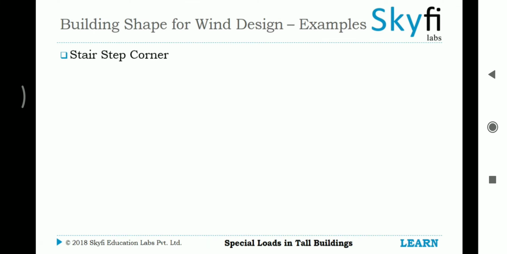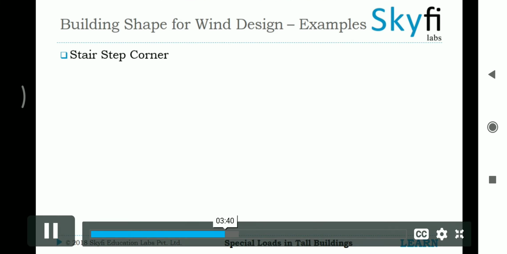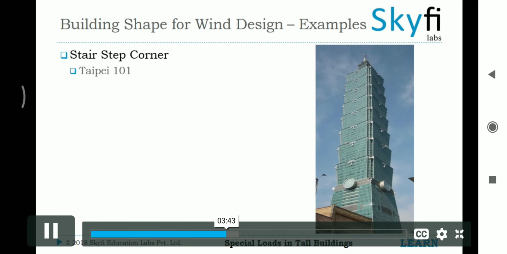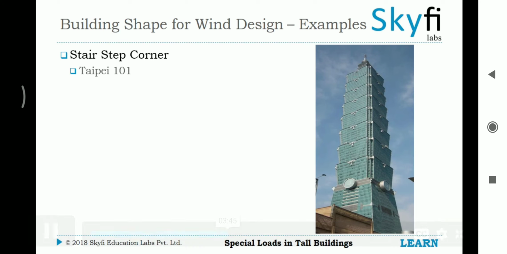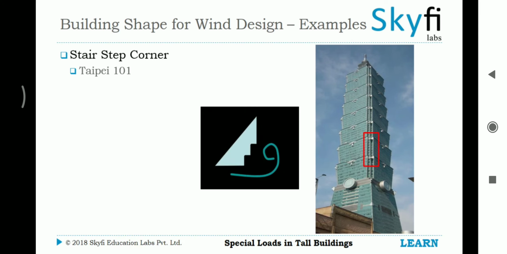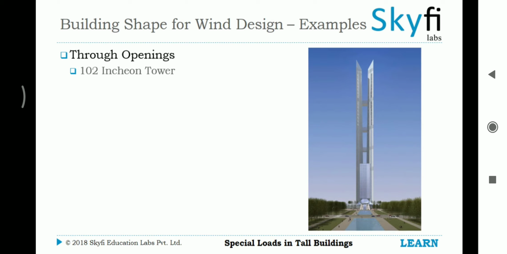Sometimes, the corners are modified to be stair-stepped. The Taipei 101 Tower in Taiwan has this design. The stepped corners, which make the corners rough, and thus reduce the vortex shedding effects, as the eddies created become smaller. The proposed 102 Incheon Tower in South Korea has through openings in them. These slots will allow reduction in wind forces, as some of the wind will pass through, and thus, the resulting sway due to vortex shedding will also be reduced.